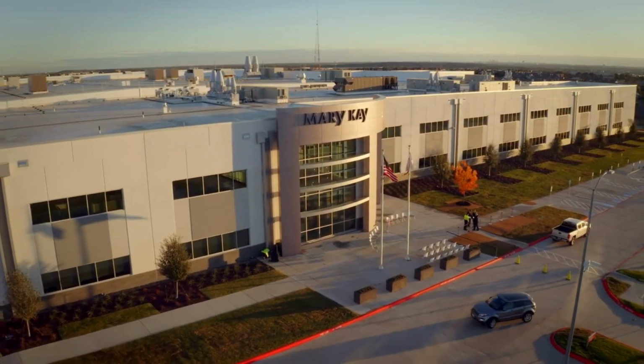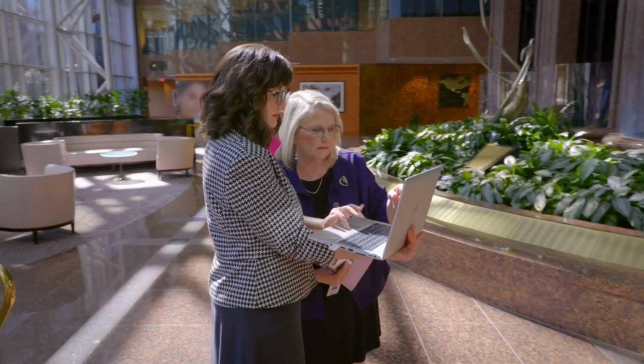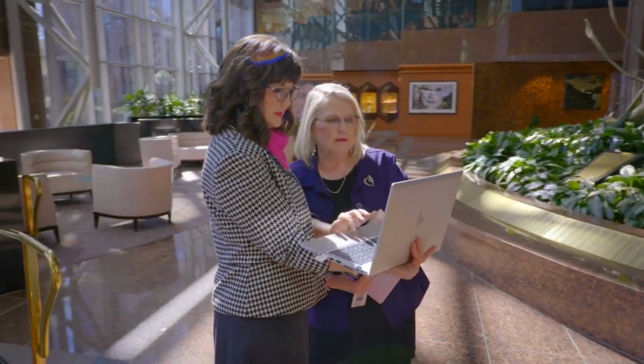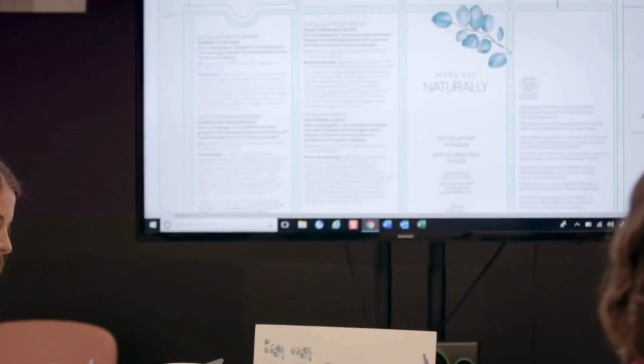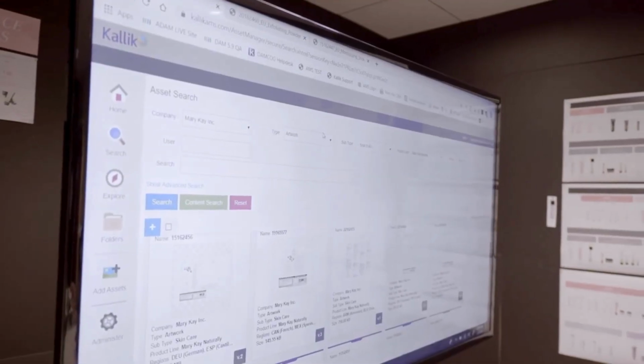Mary Kay is a multi-million-dollar company with subsidiaries in all markets around the world, and our independent beauty consultants rely on us to ensure that the packaging that we produce and send to their markets follows the regulatory requirements. The Mary Kay office in Dallas is responsible for creating all of that packaging around the world. The Kallik solution has really brought a lot of efficiencies and productivity to our organization because everything is tracked in the system. So it really is a 360-degree view of the packaging artwork process.